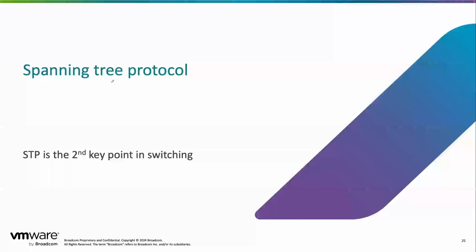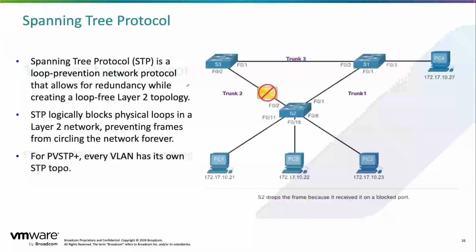Okay, let's talk about spanning tree. A spanning tree is the second largest, and it's the most important one for data link for Ethernet. As everybody knows, spanning tree is a loop prevention network protocol, or just a loop prevention protocol. It allows redundancy by creating a loop-free layer 2 topology.